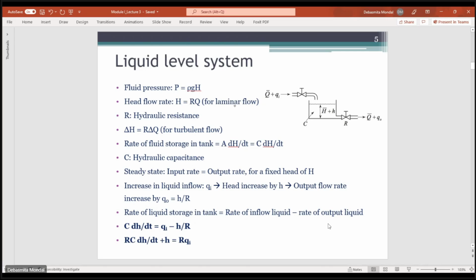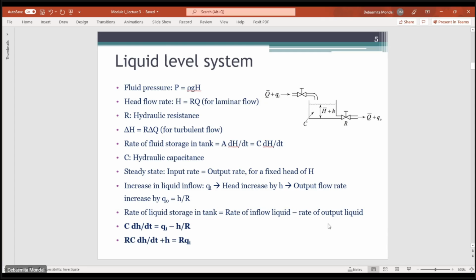So depending on these, the rate of fluid which is stored in the tank will depend on how the head is changing. We can say that the rate of fluid storage in the tank will be equal to some constant A into dH by dt.